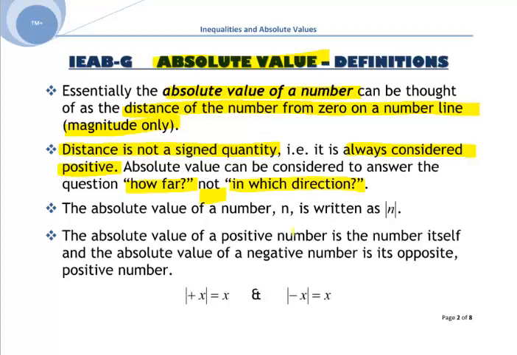The absolute value of a number n is written as n between two parallel lines. The absolute value of a positive number is the number itself, and the absolute value of a negative number is its opposite, or the positive number. So the absolute value of positive x is x, and the absolute value of negative x is x.